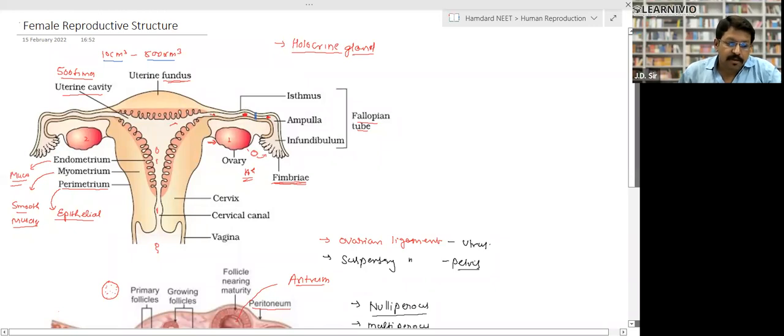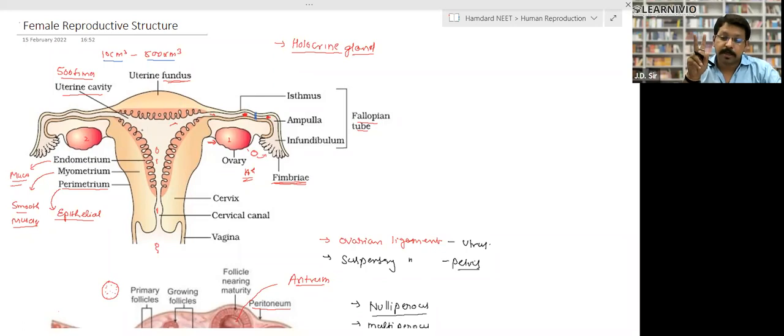Then this tube-like structure connects the uterus with the ovary. So these are the ovaries. Every human female has two ovaries, and please note it down, but birds have only one ovary. Birds do not have two ovaries. Birds always have one ovary, right? But in humans there is a pair of ovaries.